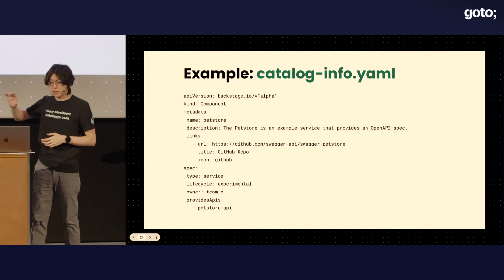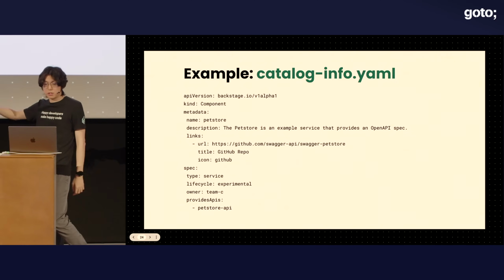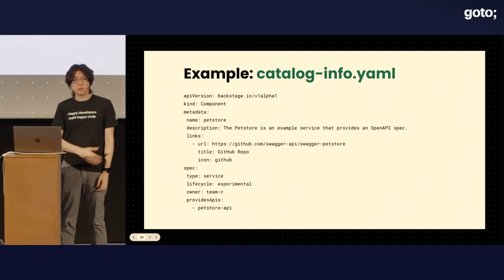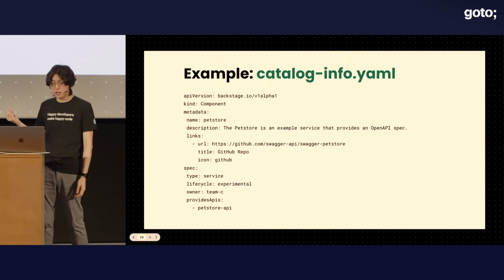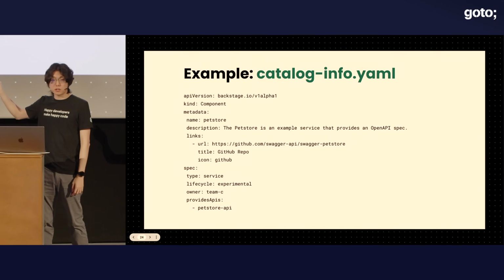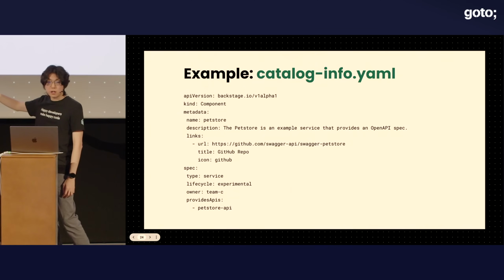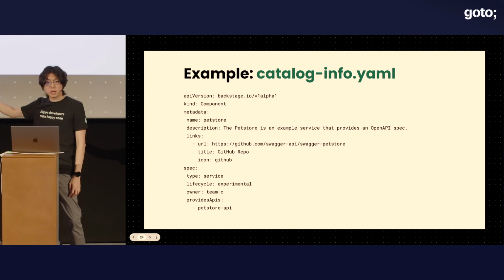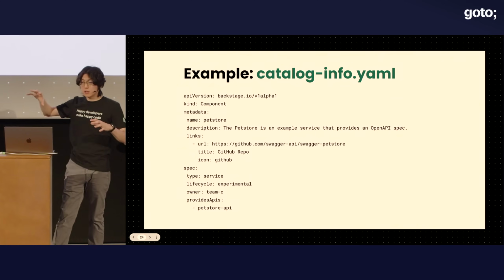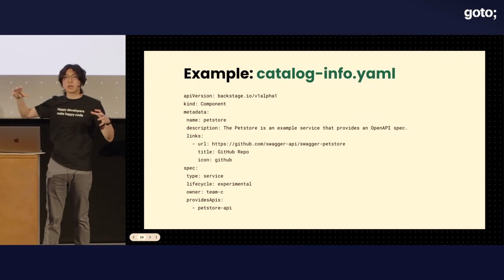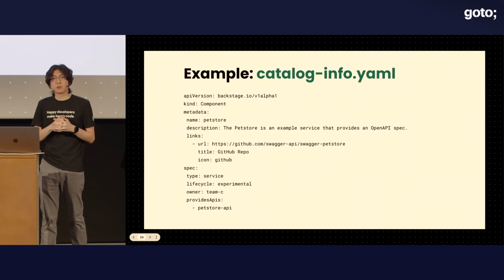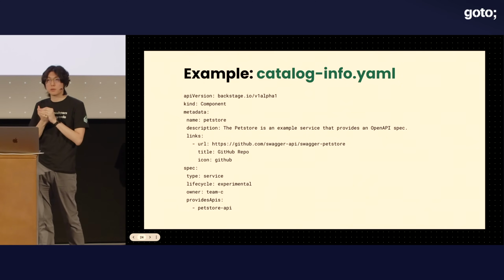This is a small truncated version, but you can start to get an idea. You have your kind, which is a component, spec.type, you can see as a service. You can see lifecycle, owner. The links here are interesting. This one tells you that this service actually provides the pet store API. And so this is the source of truth that the catalog ingests and is able to use to collate all that information.